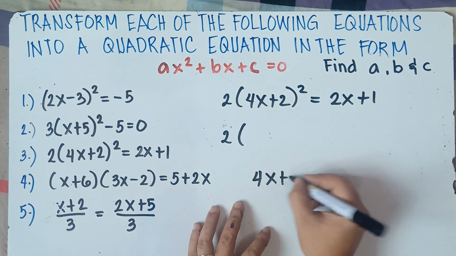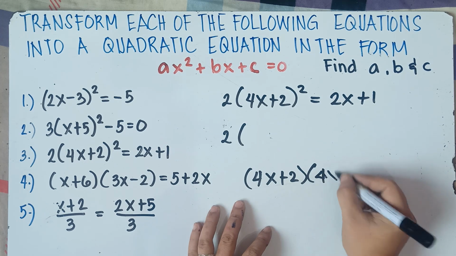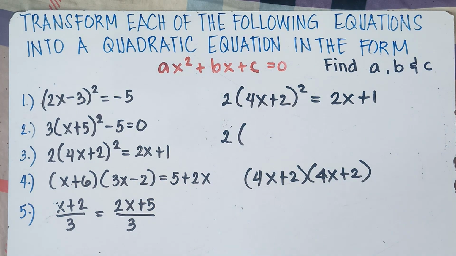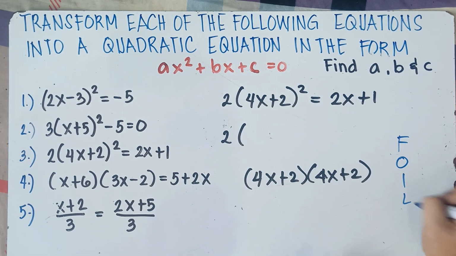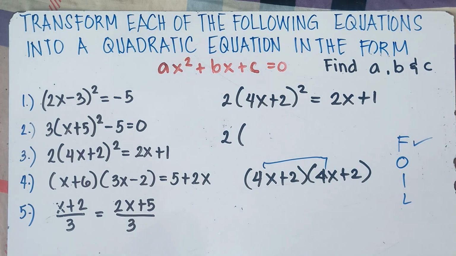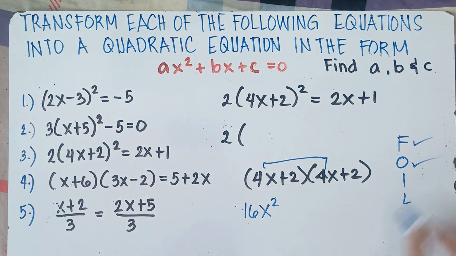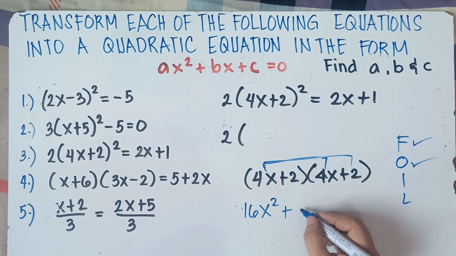Let's have the two solutions, class: 4x plus 2 and then 4x plus 2. Let's have the FOIL method. First, outer, inner, last. So first, 4x times 4x. 4 times 4 is 16. x times x, that would be x squared. 16x squared. Outer, 4x times positive 2. So 4 times 2 is 8.